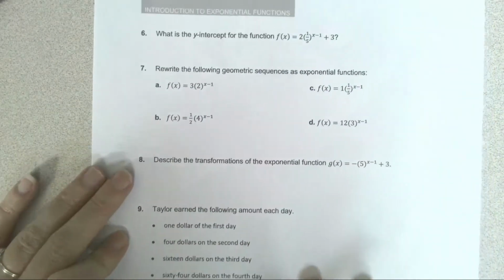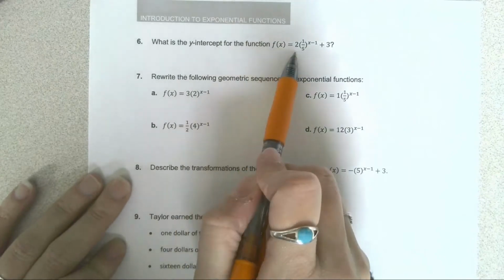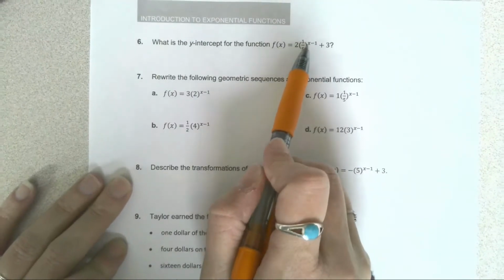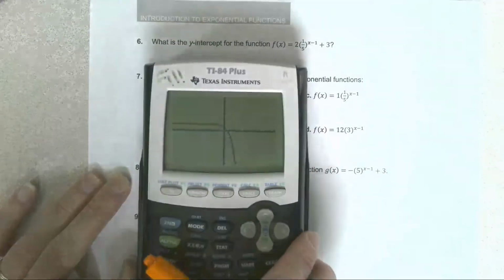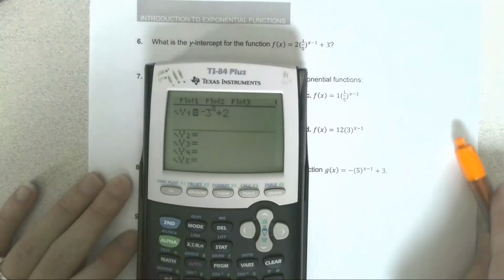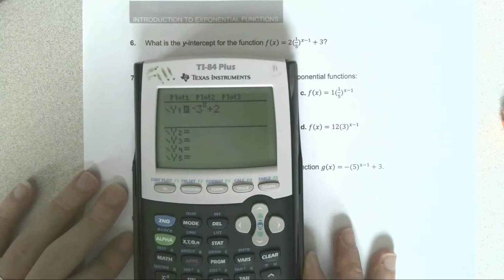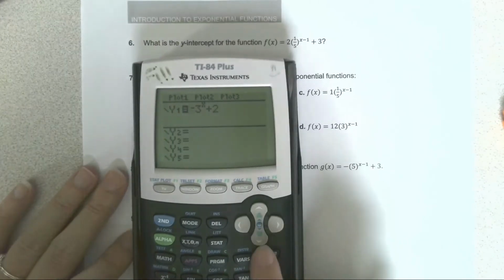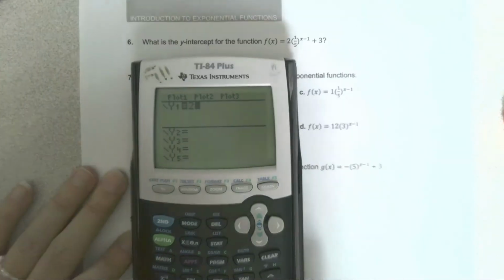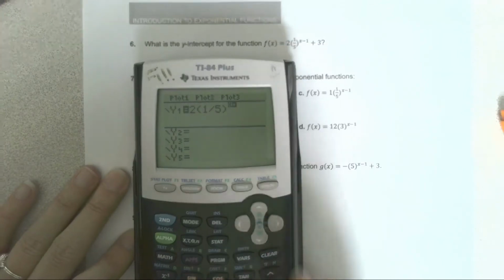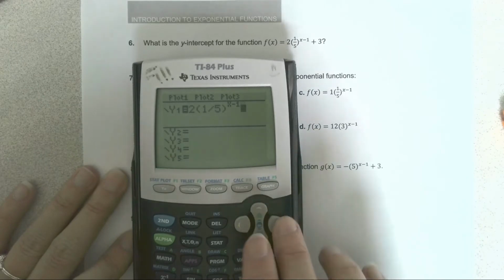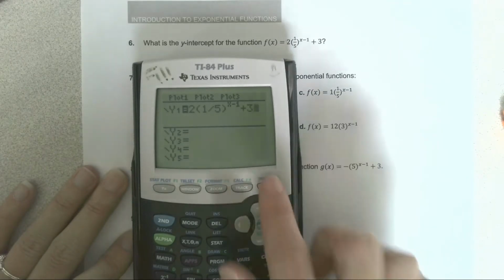All right, next up, number 6. What is the y-intercept for the function 2 times 1/5 to the x minus 1 plus 3? Okay, again, I'm going to graph this for you just so that you can see what it looks like, and then I'll show you the quick way to do it. So let's clear this, and I have 2, and then 1/5 in parentheses to the x minus 1 plus 3, and we'll graph.